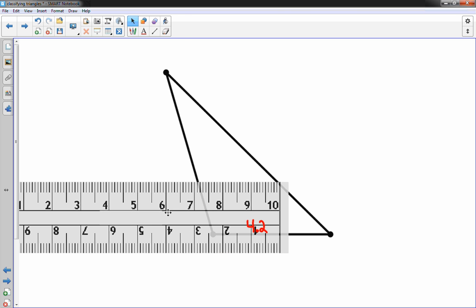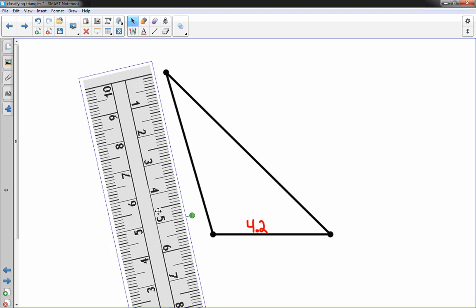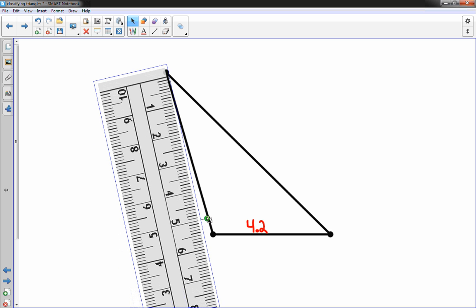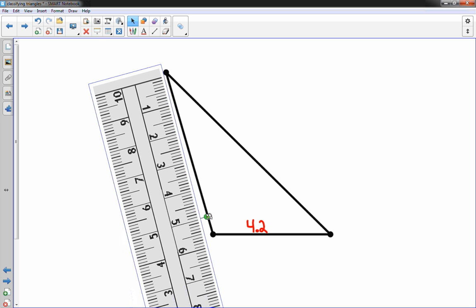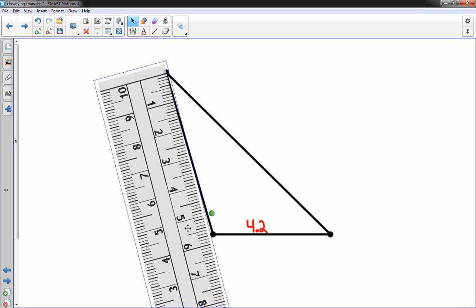I'll measure this other side real quick. Get this ruler to work. A little tricky. Best I can here. A little over 5.5, so let's call it 5.7. So this is 5.7.